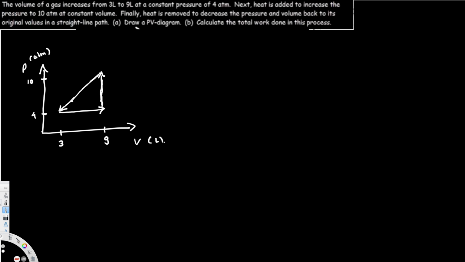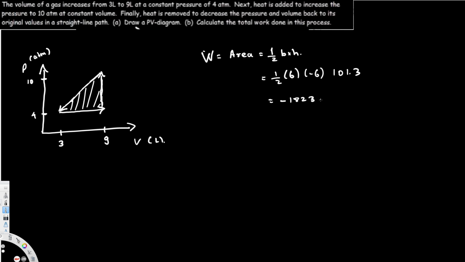To calculate the total work, in the PV diagram, if we calculate the area of this process, that's going to give us the work. So this is the area of a triangle. Area is going to be equal to half times base times height. So half times the base, 3 to 9, so 9 minus 3, that's going to be 6. And the height, 10 minus 4, is going to be 6. So negative 6 times 101.3, right? If you calculate this, the answer is going to be negative 1823.4 joules.